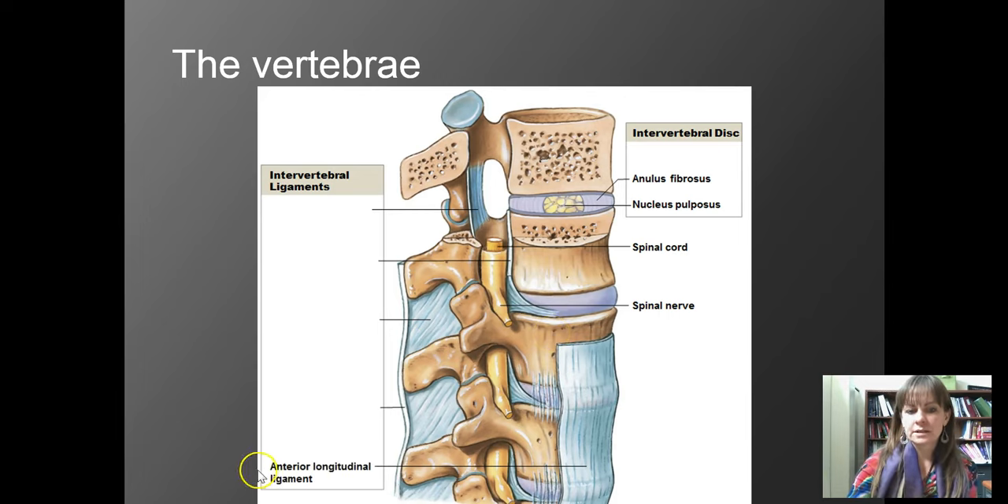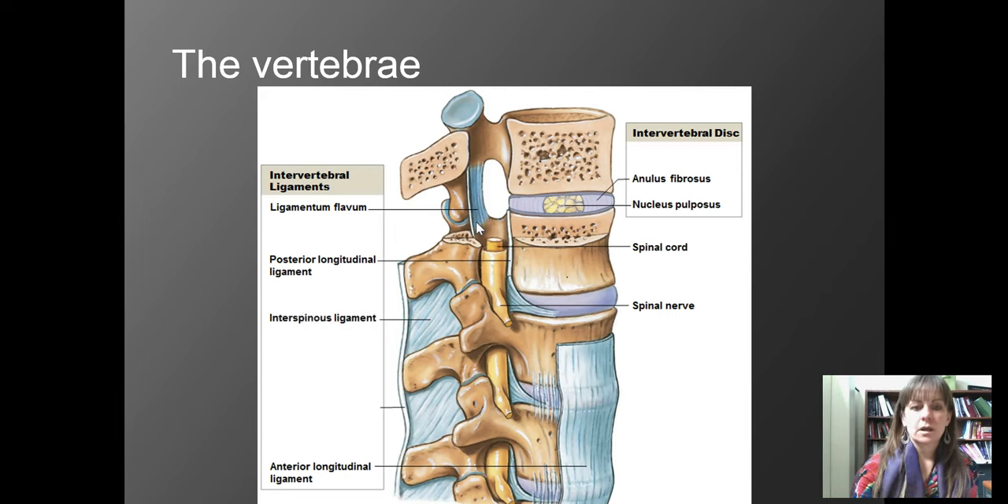So the first one is this anterior longitudinal ligament. Remember, this is the anterior side of the body going this way. So it is on the anterior surface of the body and it runs up and down the entire column. We also have another ligament on the posterior surface of the body, and that's called the posterior longitudinal ligament. We then have this ligament here called the ligamentum flavum, and that's going to connect the lamina of one vertebra with the lamina of the other vertebra right below it.